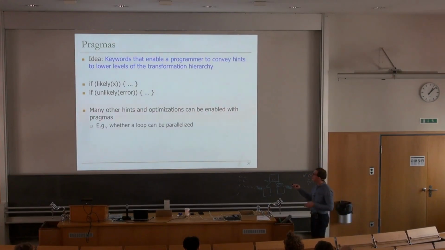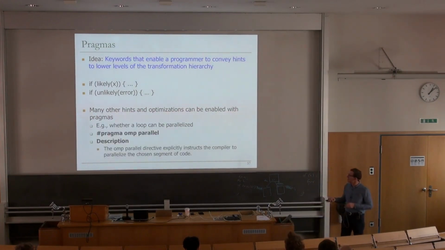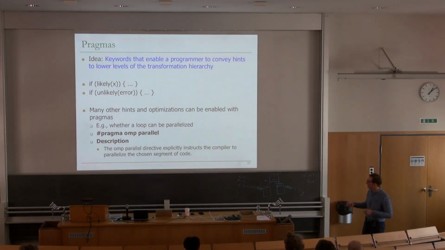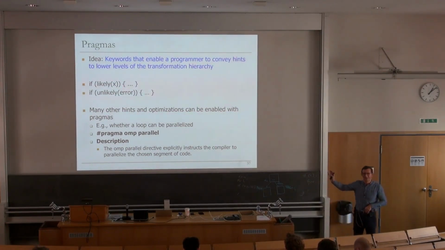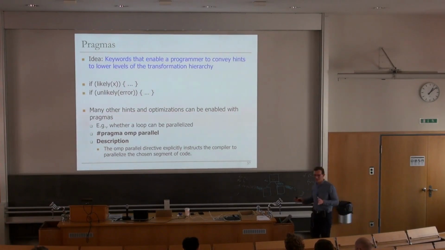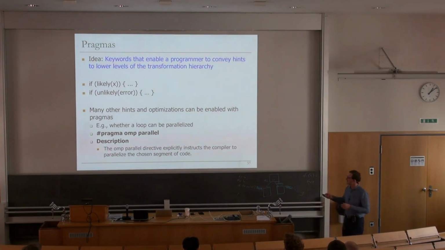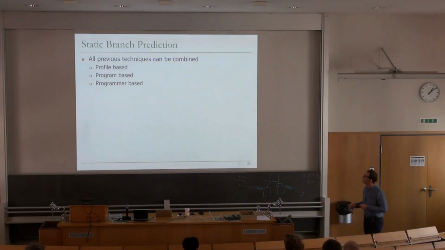For example, whether a loop can be parallelized in OpenMP, you have a pragma that looks like this: pragma omp parallel. And the description directly taken from the OpenMP manual says this directive, or pragma, explicitly instructs the compiler to parallelize a chosen segment of code. The programmer can choose to ignore it, right? That's perfectly possible. The compiler can choose to ignore it. Okay, so that's another example of a pragma.